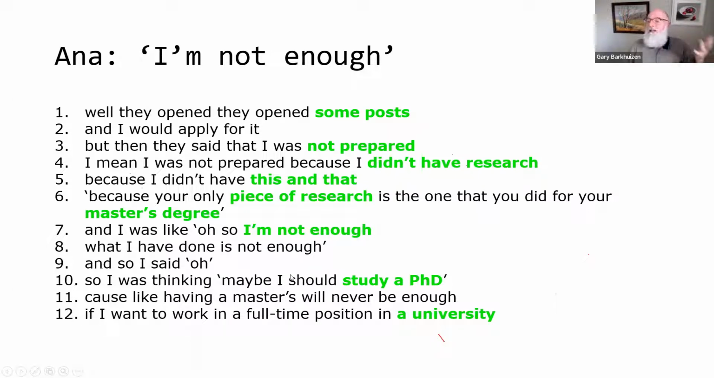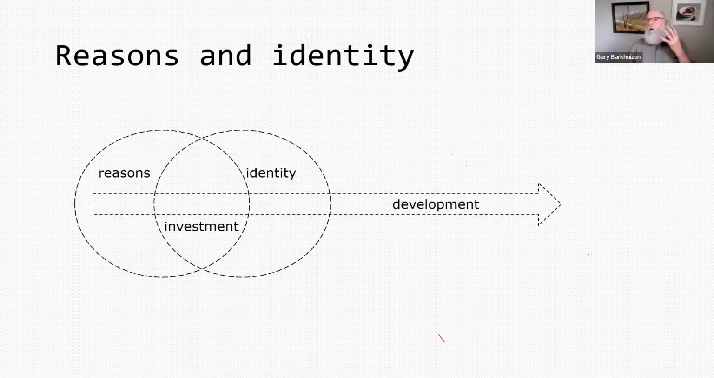So my reason then, what I've got to do, I've got to do a PhD. Why? So I can get a full-time job at a university. So this is expressing her desire for her imagined identity, which is to have a full-time position at a university. That's her imagined identity that she desired. But she was prevented from achieving that identity because the people in power at the university said she was not good enough. So her reason for doing a PhD was to develop.